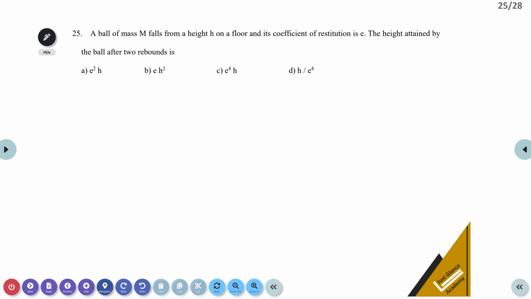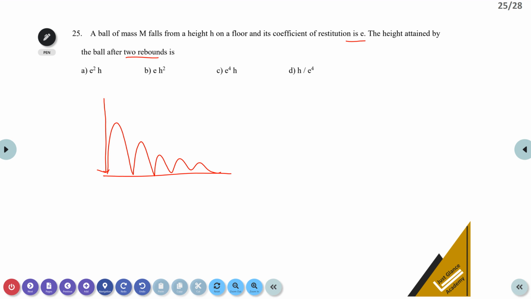A ball of mass m falls from a height h on a floor and its coefficient of restitution is e. What is the height attained by the ball after two rebounds? This problem comes under elastic collision. Suppose the ball comes like this, then goes to a new height, and again a new height. The height decreases.